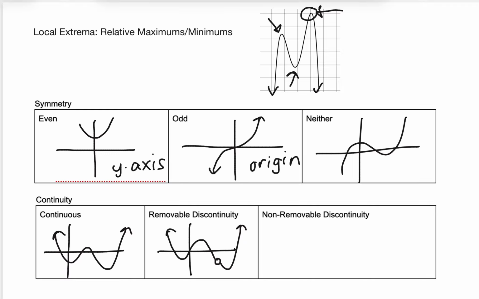Now, the opposite of that would be a non-removable discontinuity, which we're going to look at two examples of here. A non-removable discontinuity might be something like this, where you can see there's a jump in the graph. So this is considered a jump, where my graph stops at one point and then it picks up at another point. Another type of non-removable discontinuity would be something like a hyperbola.